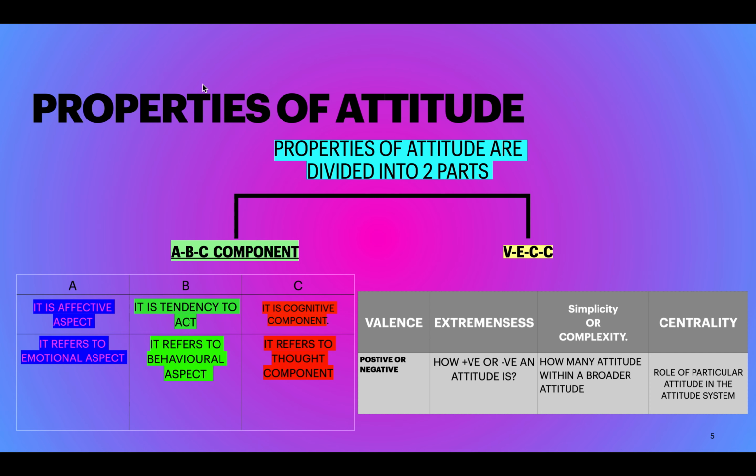Now, complexity is also termed multiplexity. Centrality is the fourth aspect of VECC. Centrality is that if a person does not like to drink or smoke, he will be unlikely to be friends with a person who does all these things.